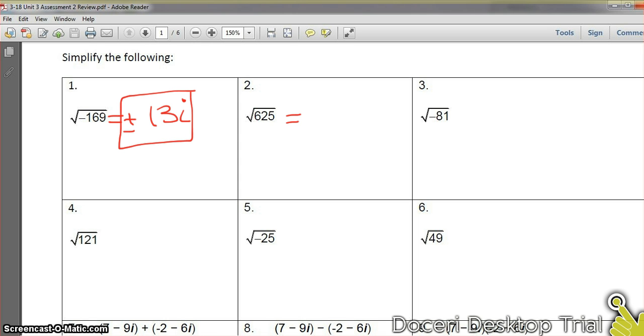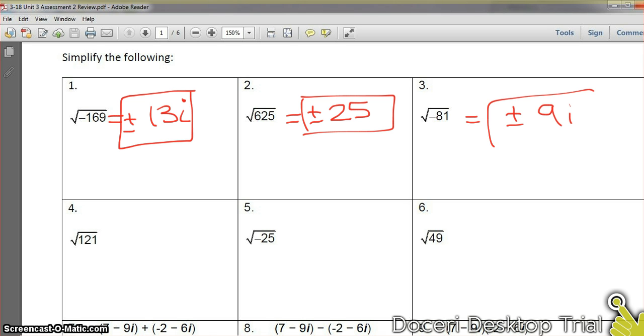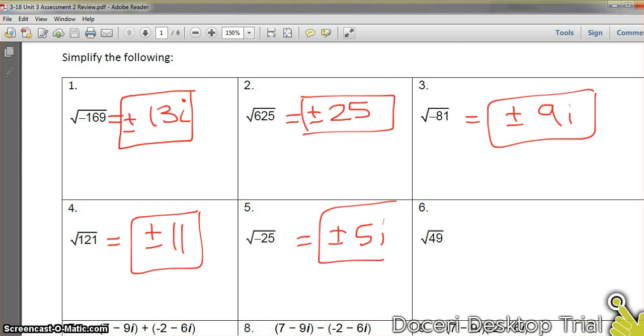Square root of 625 is going to be 25, and since we're square rooting a number, it's plus or minus. It does not have an i because there's no negative under the radical. Now I'm going to do the rest really fast. Square root of negative 81 is going to be plus or minus 9i. Square root of 121 is going to be plus or minus 11. This is going to be plus or minus 5i, and square root of 49 is going to be 7.